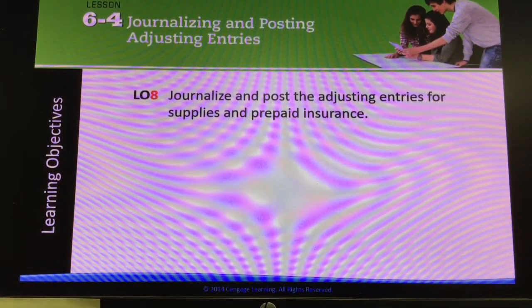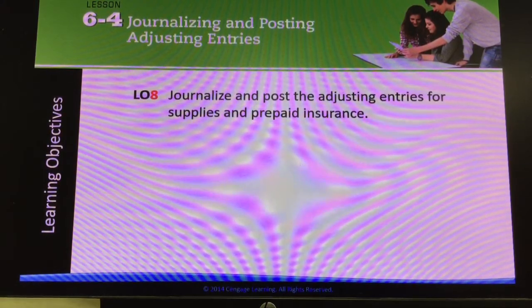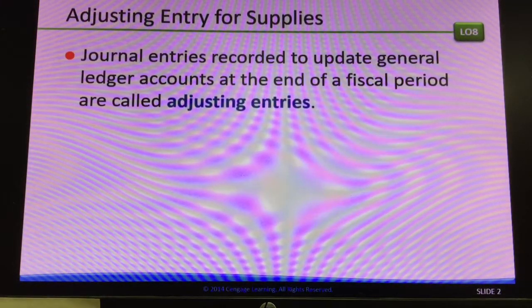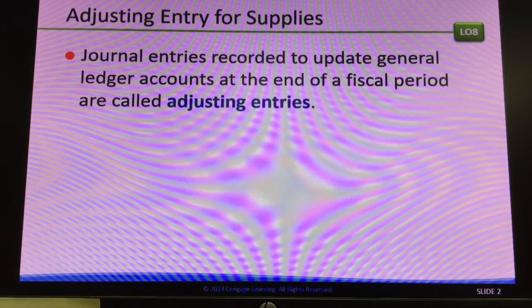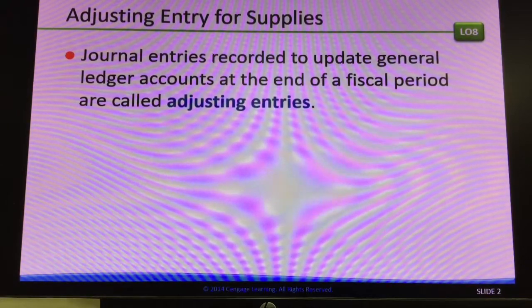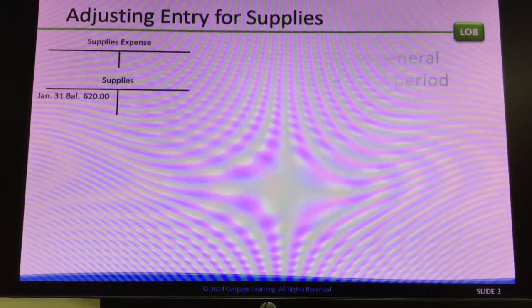Today's lesson is 6-4, Journalizing and Posting Adjusting Entries. Today's learning objective is to journalize and post the adjusting entries for supplies and prepaid insurance. Journal entries recorded to update general ledger accounts at the end of the fiscal period are called adjusting entries. Two of the adjusting entries that we use are supplies and prepaid insurance, because supplies can get used up and prepaid insurance is used monthly.